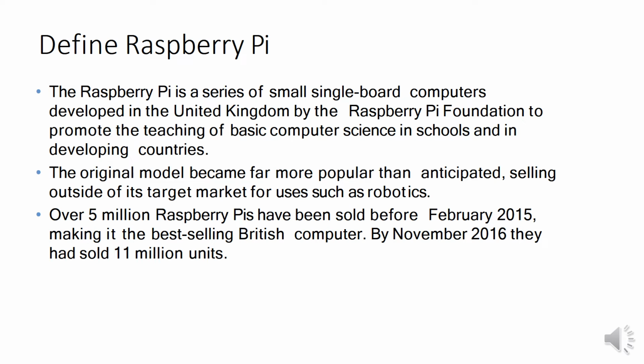So in the Raspberry Pi area, we can say it is a small single board computer which has been developed in the United Kingdom, and it is used for different purposes, like in schools and countries, marketing areas, business purposes, and linked with robotic activities. Over 5 million Raspberry Pis have been in use since its promotion in February 2015, and by November 2016 they had sold 11 million units.